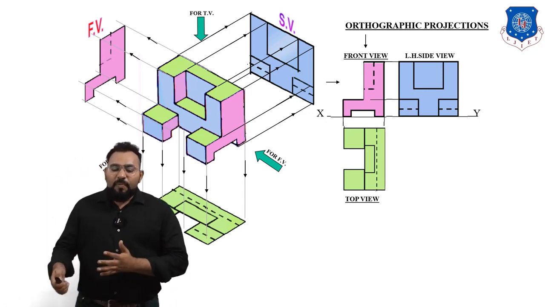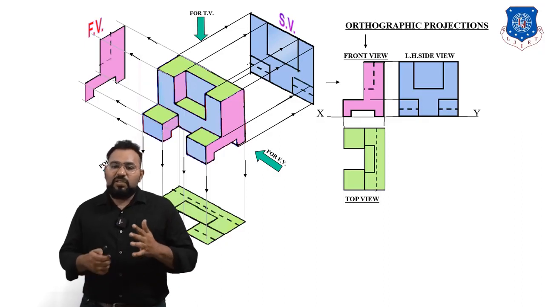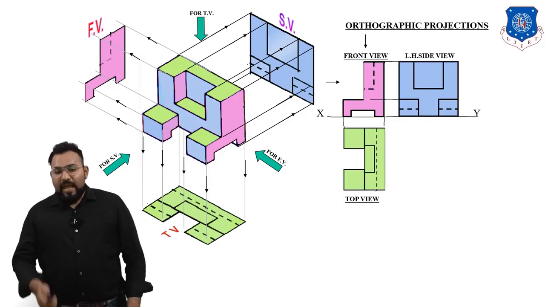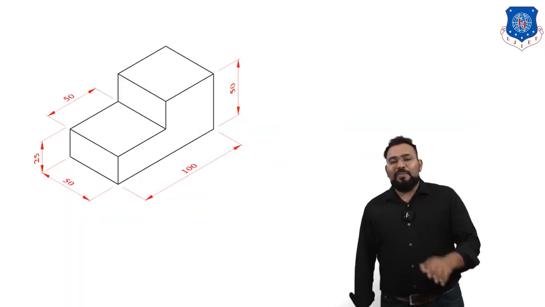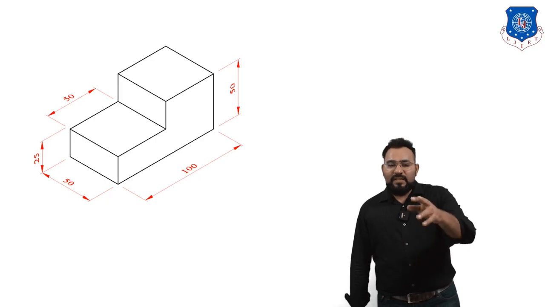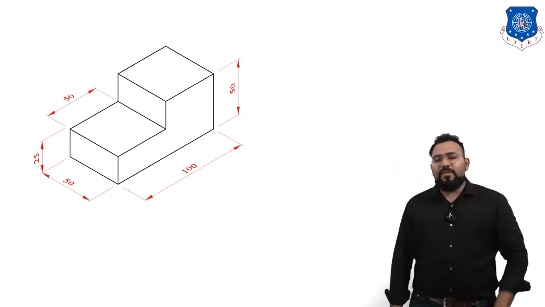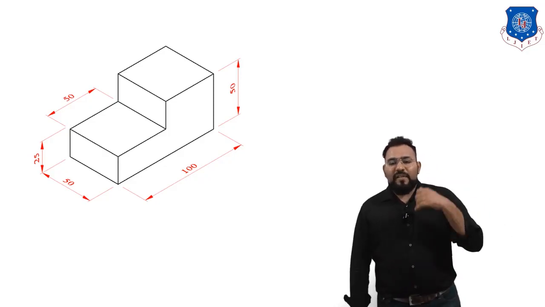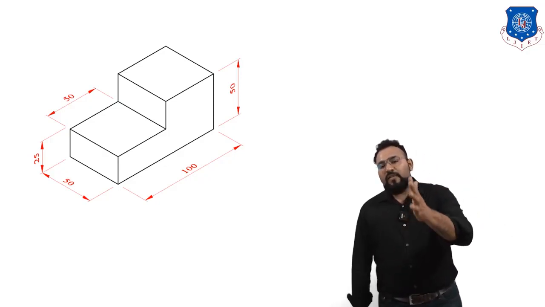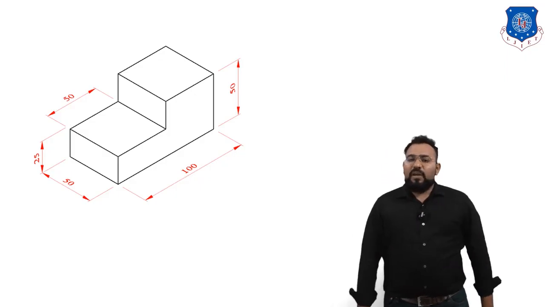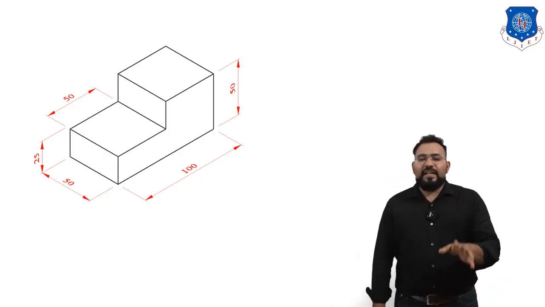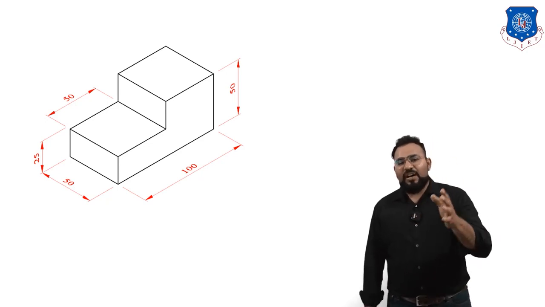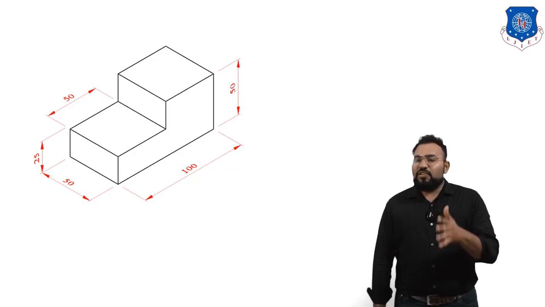So I think this much practice is more than sufficient. Just repeat and repeat all these examples which I have shown you. Now this example is for your practice. Here this is the 3D drawing, and I have given all the dimensions of the 3D drawing. On the basis of what I have explained, you have to draw the front view, top view and side view of this object. You can take any side view, left hand side view or right hand side view, the choice is yours. Just draw this and give me your answer.